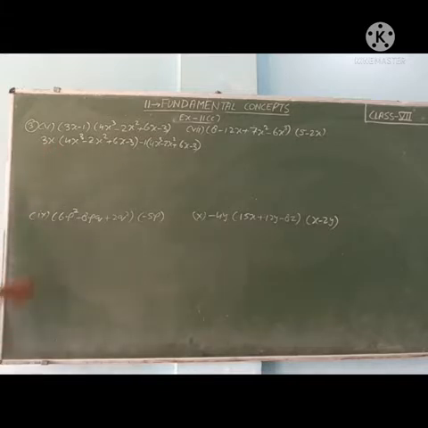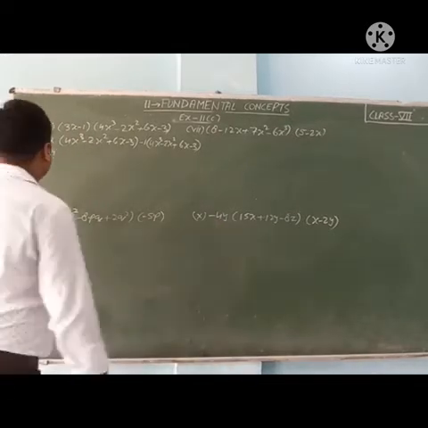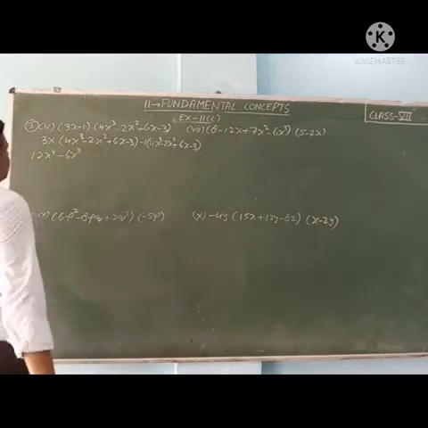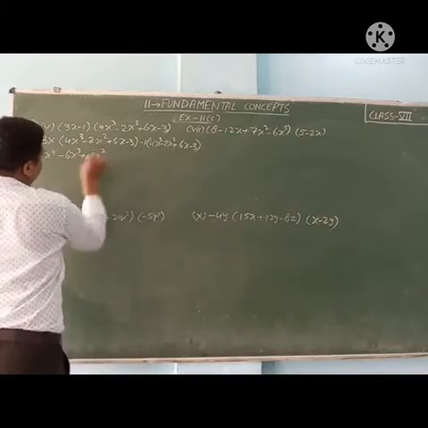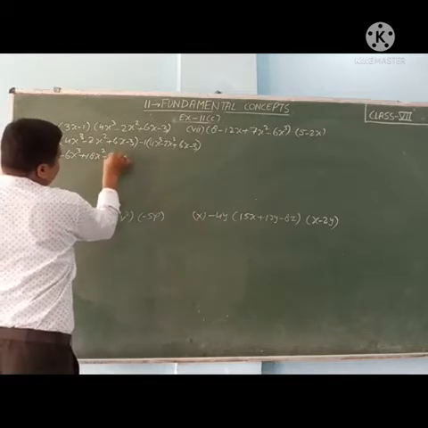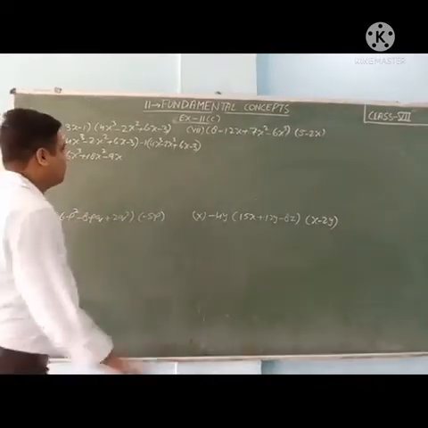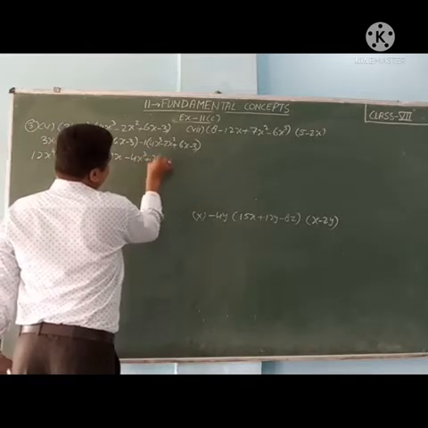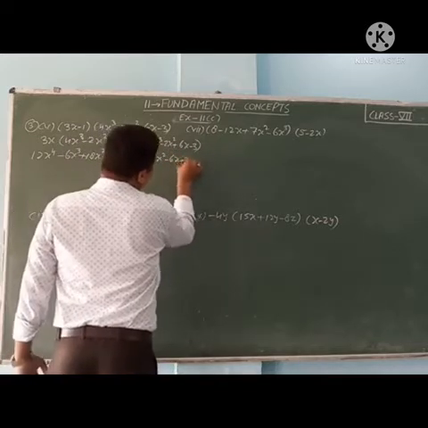So 3 4s are 12, x raised to the power 4, because this power 1, this power 3, it means power 4. Then plus minus, minus 3 twos are 6x cube. Then 3 6s are 18, plus 18x square. Then plus minus minus 9x. Now minus 1 into 4x cube. So minus 4x cube, minus minus plus 2x square, minus plus minus 6x, minus minus plus 3.